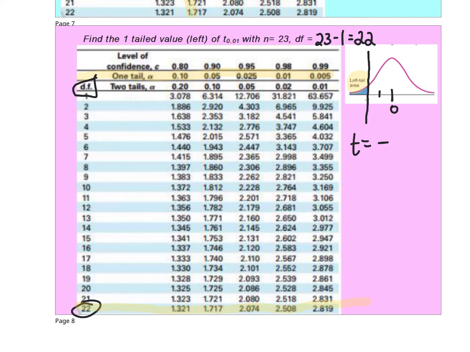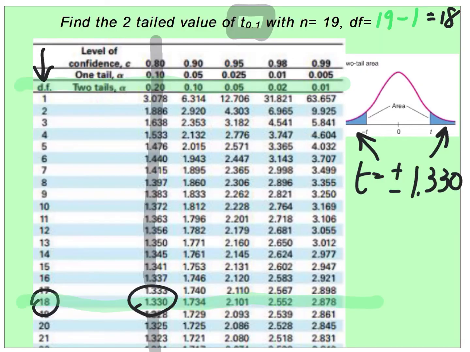Last but not least, in this case, look to where you're going to cut off 1% in the tail. So alpha is 0.01 in the left-hand side, so we're reading this column right here, 0.01, trace it downward to find a value from the chart of 2.508. Remember, because it said to the left, the numbers are negative.